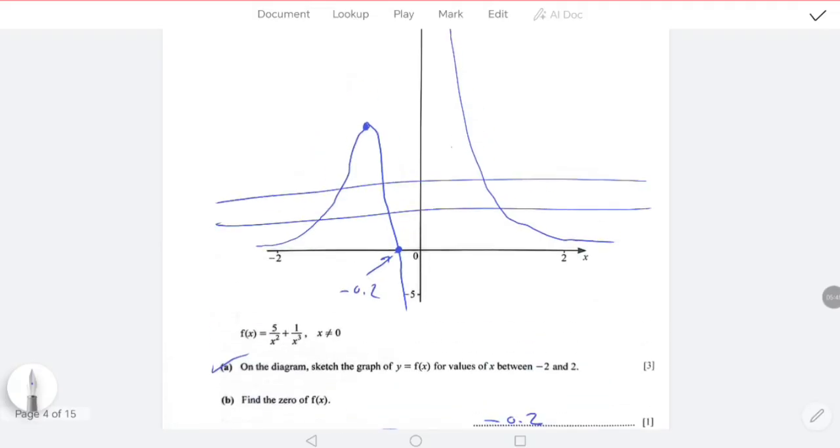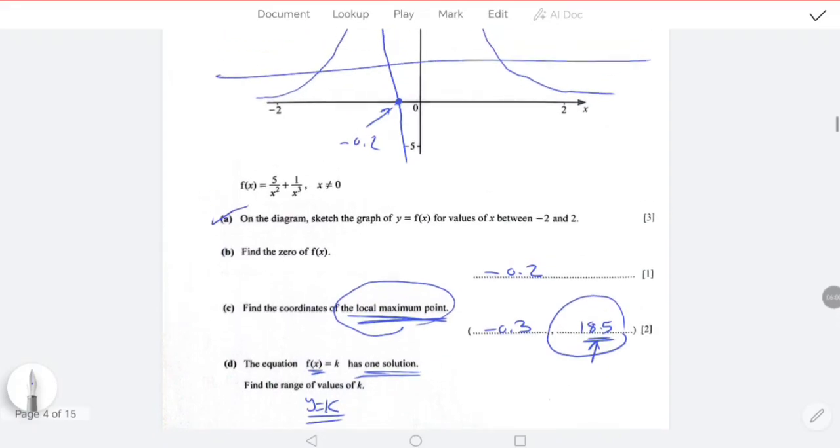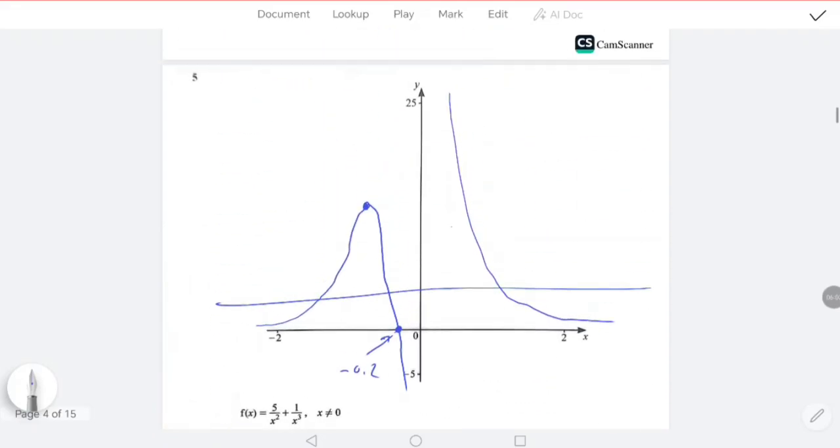If you draw any horizontal line, y equals k, y equals any value, you will find that you have intersection points. Like here, for example, you have 3 intersection points. Here, for example, you have 2 intersection points. So what they said is that we have one solution, which means one intersection point. Where exactly do we have one intersection point? If you look at this maximum point and draw a horizontal line, you will discover that here you have exactly 2 solutions.